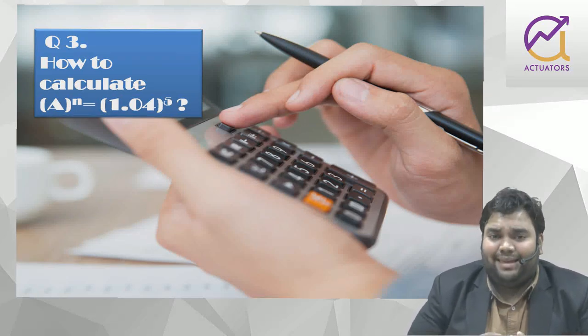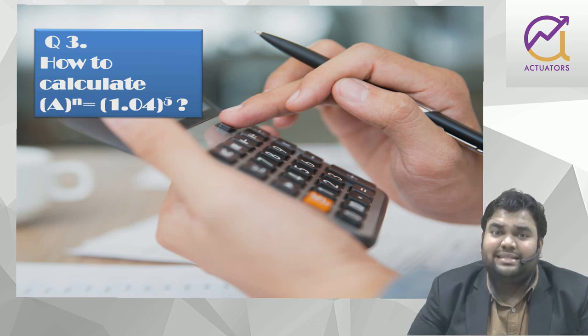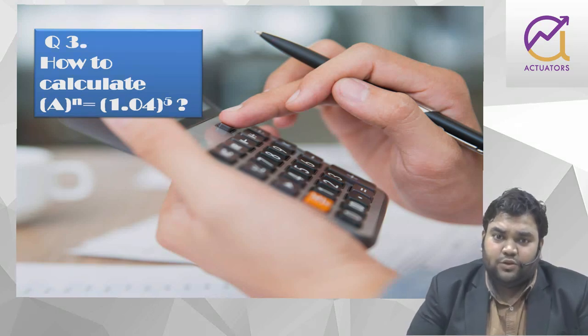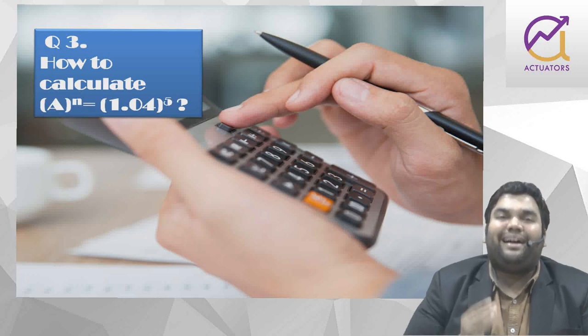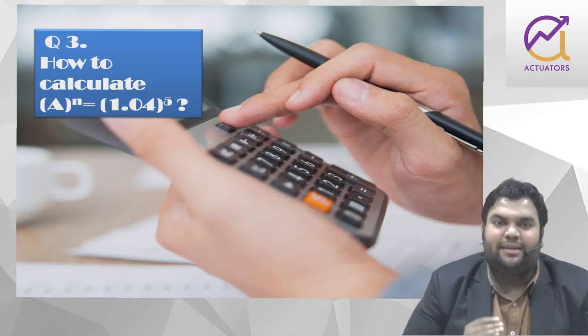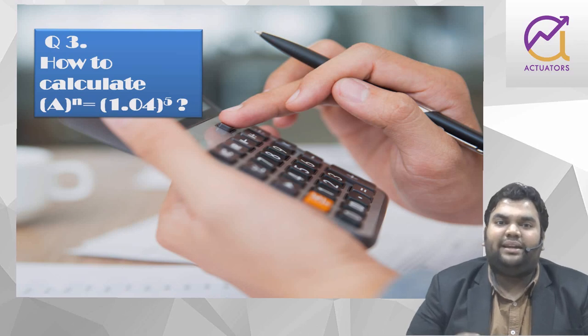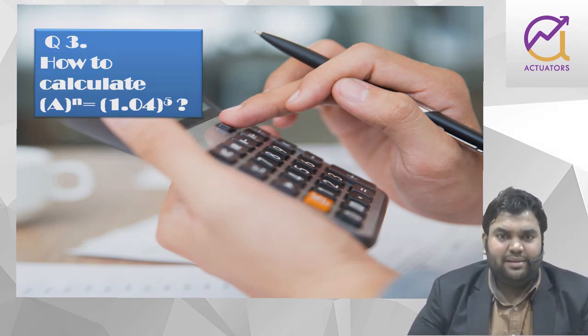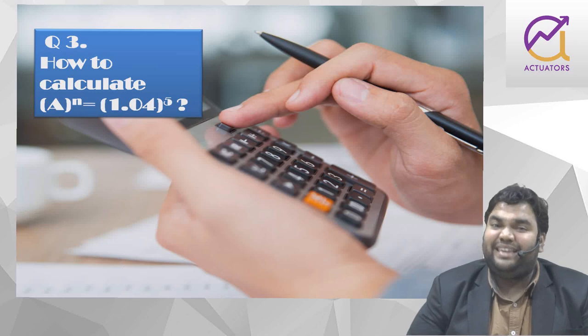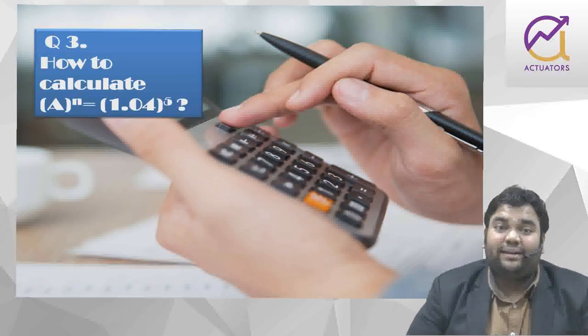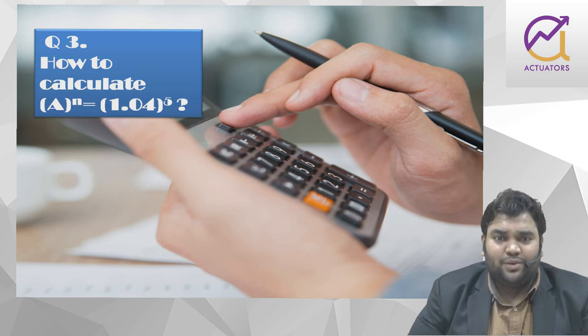With that logic, if we apply it in this sum, the power is 5. When the power was 2, we pressed equals to once. When the power is 5, we will press equals to 4 times. Yes, you are correct. This is the exact logic behind how to calculate a to the power n. It is very simple. Type a in the calculator, then press into once, and then press equals to n minus 1 times.